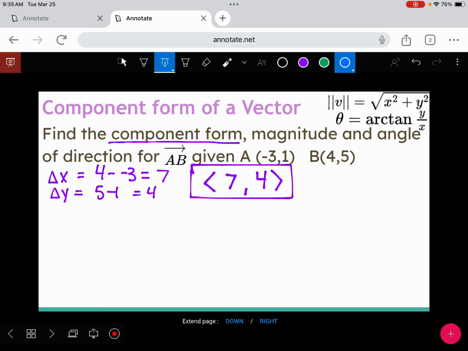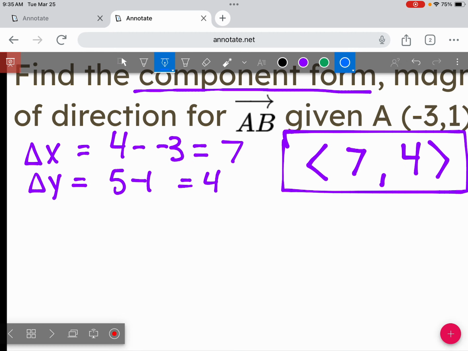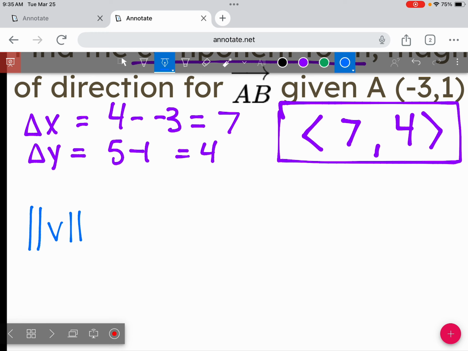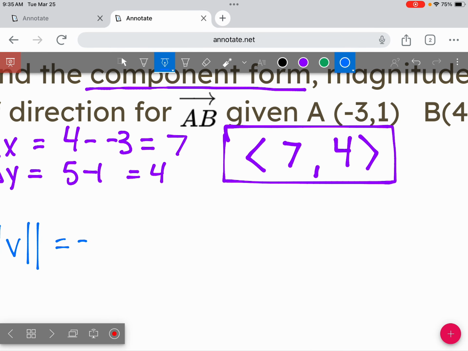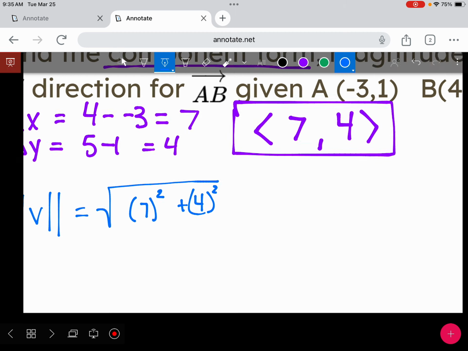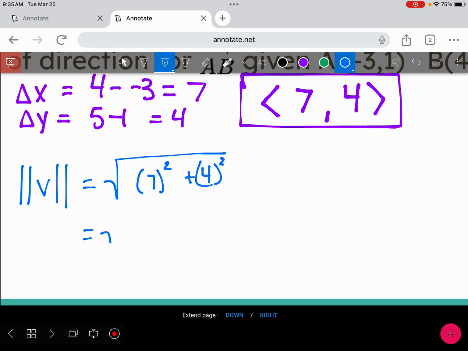So let's do our magnitude. The magnitude, we draw that with our double absolute values of our vector, which I didn't name, but we could. We're going to use our formula, so this is our distance formula. It's our square root of our 7 squared plus our 4 squared. So what is the magnitude of our vector? Square root of 65.